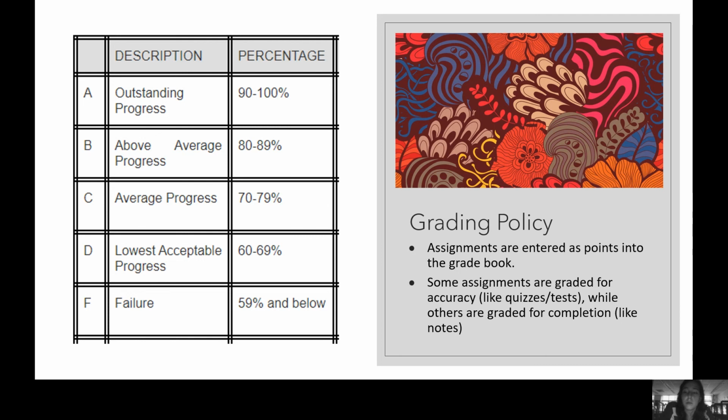Workbook packets are worth 20 points. So workbook packets we're doing from the book. I need to see evidence that the student has read and answered the questions throughout the packet. It's important. The grading policy, as you see on the left, is the same as for the county. 90 to 100% is an A, 80 to 89 is a B, 70 to 79 is a C, 60 to 69 is a D, and F is 59 and below.